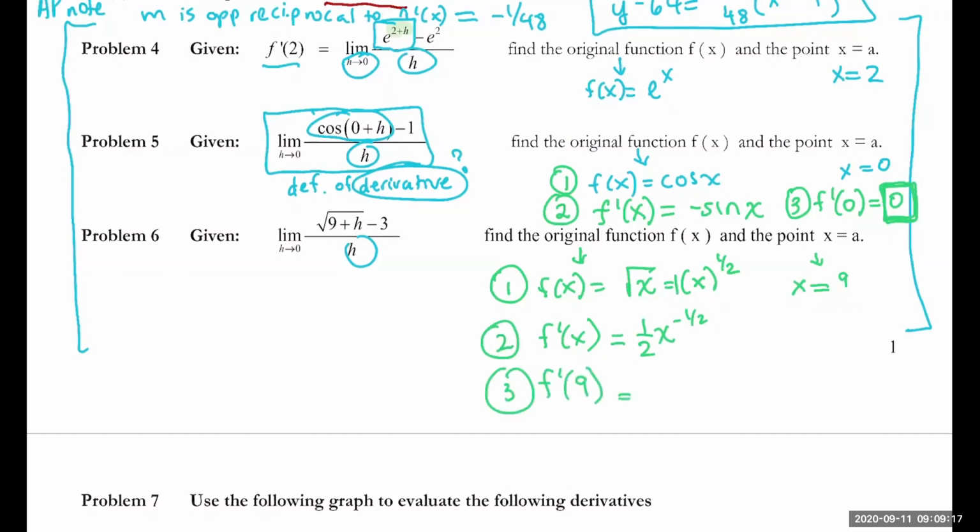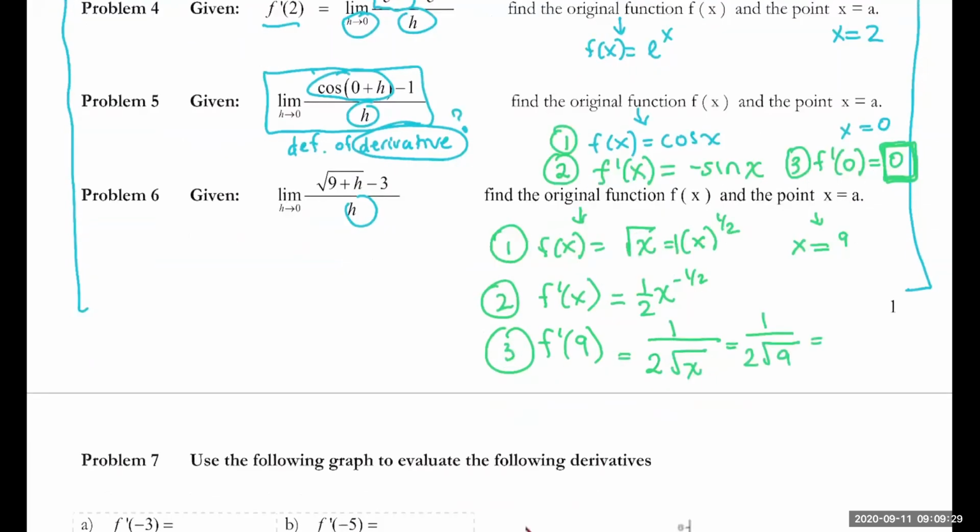And so if I plug everything in, bring the negative exponent down, rewrite it as 1 over square root of x, 1 over square root of 9. And what is my answer? What is the answer some of you guys got to?